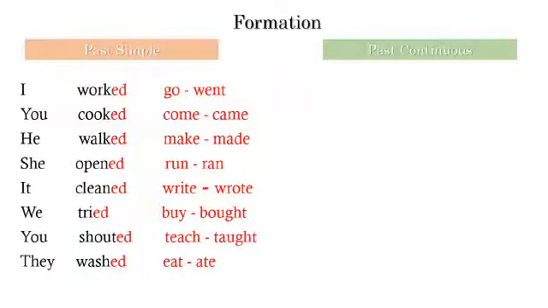But what if we have an irregular verb? So if you have an irregular verb, your verb has to be changed completely. For example, if you have the verb go, you cannot just add ed. You cannot say, I goed. It will be wrong. So you have to change the verb itself. So you have to say, I went, or we bought, you taught, they ate.